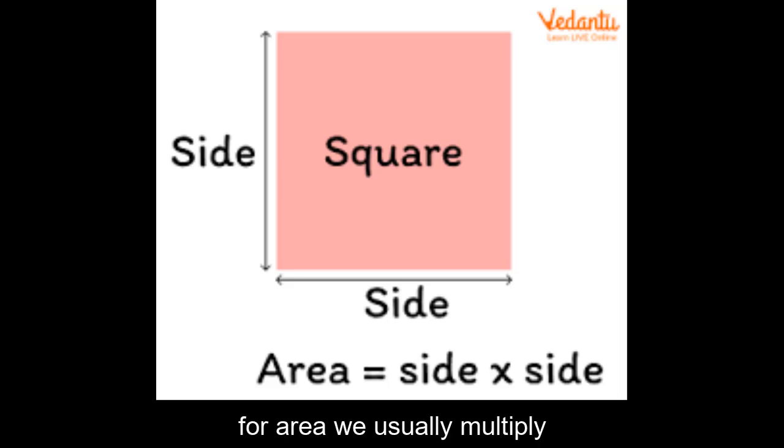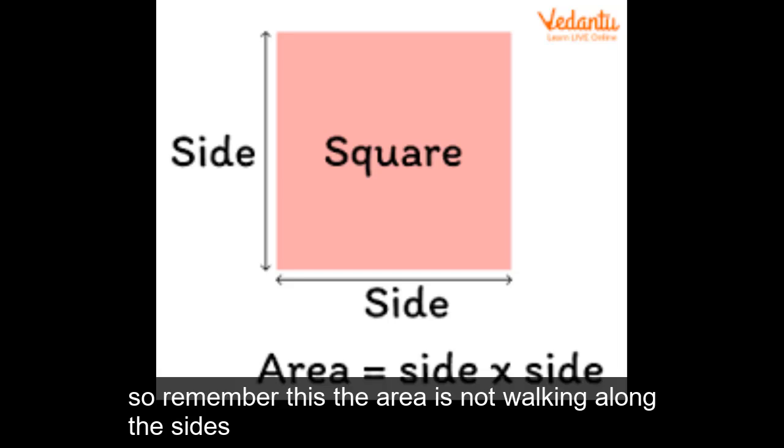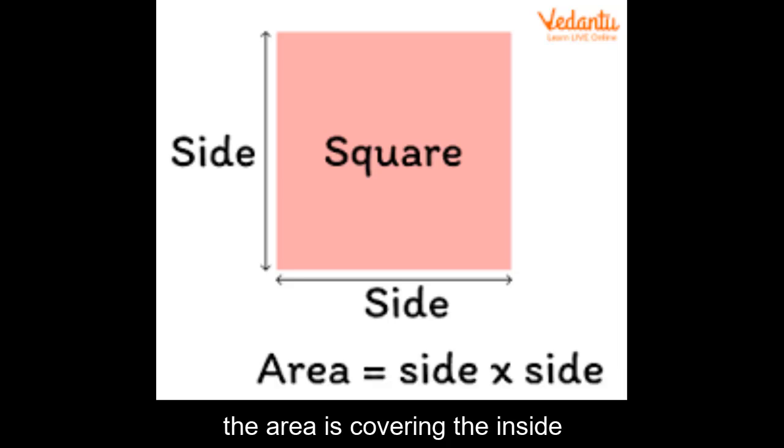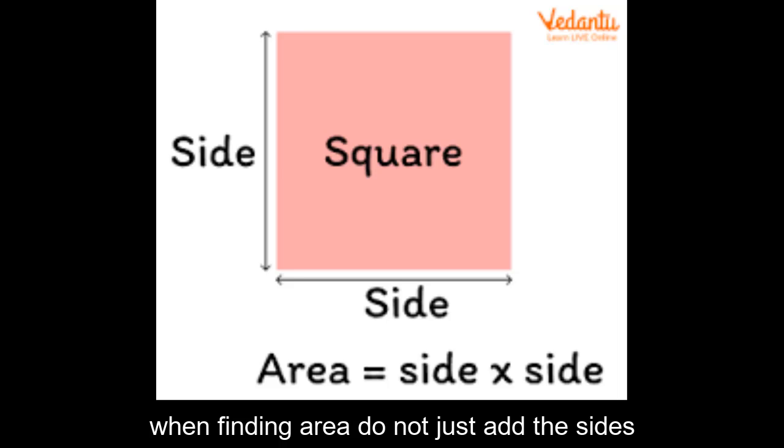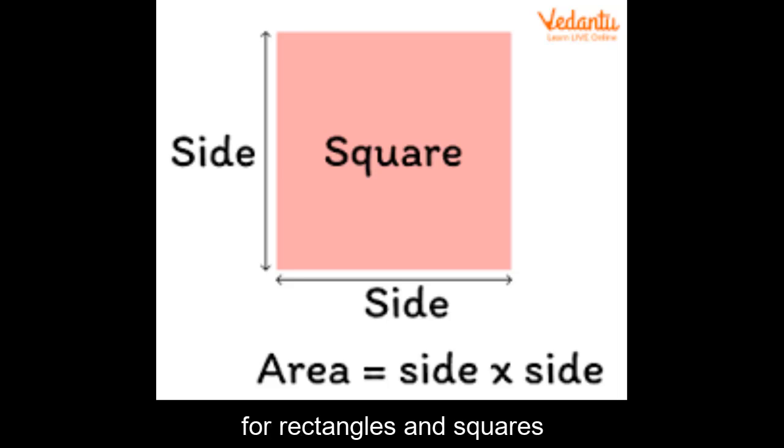For area, we usually multiply. So remember this, the area is not walking along the sides. The area is covering the inside. When finding area, do not just add the sides. For rectangles and squares, use multiplication.